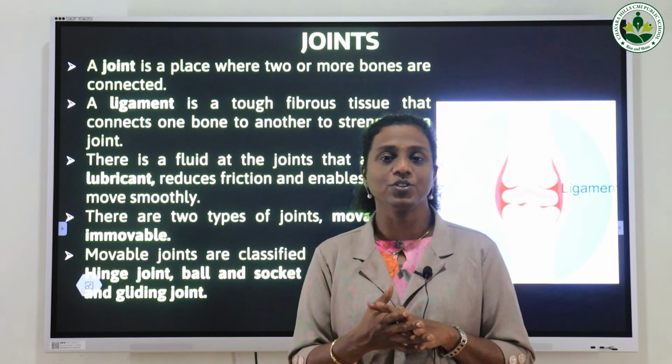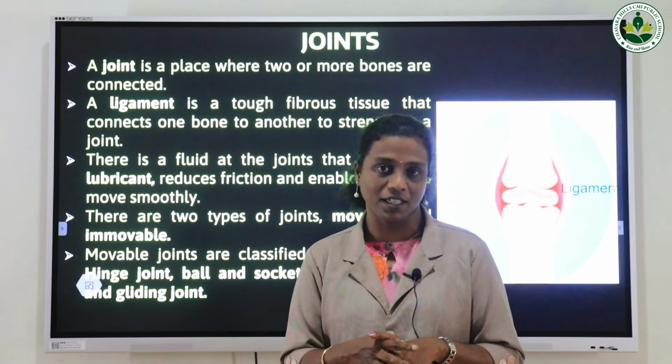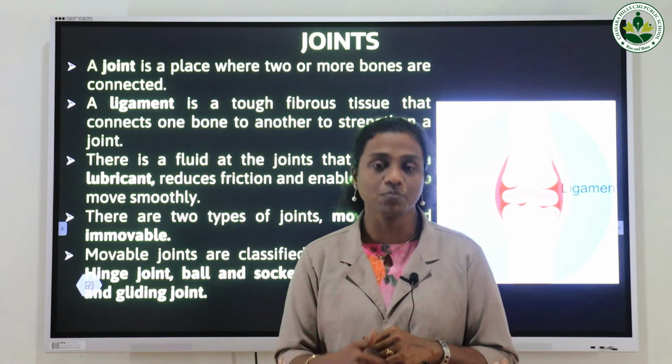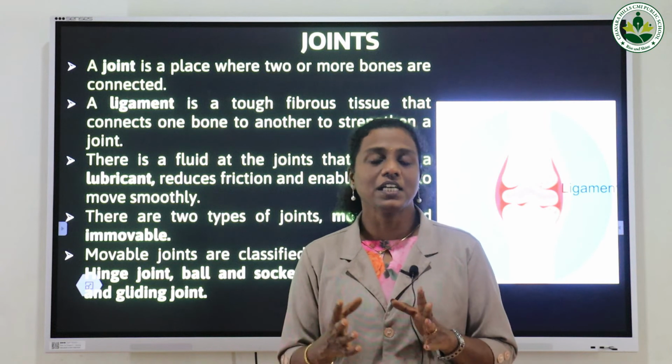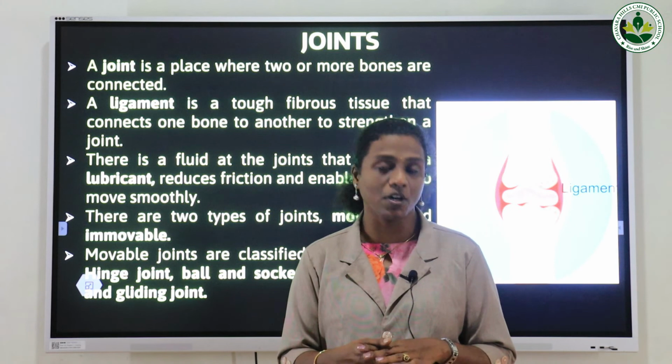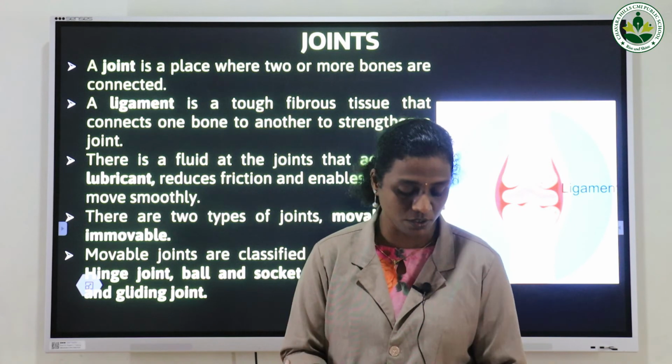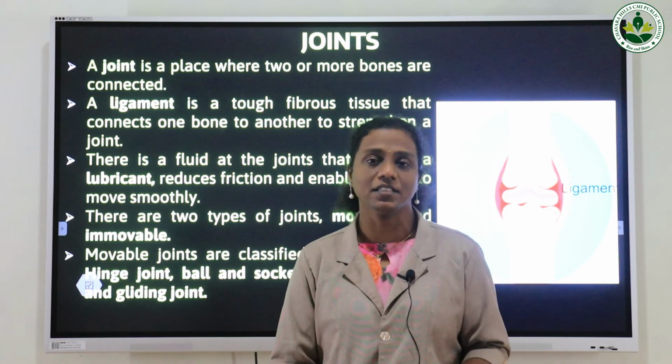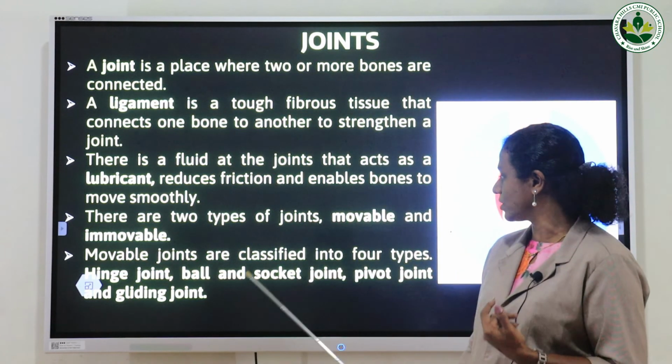The specialty of hinge joint is that it can move only in one direction. And second one is ball and socket joint. The specialty is that it can move in many directions, and we can see the ball and socket joint in the shoulder and also in the hip. Shoulder and the hip. That is about the ball and socket joint.